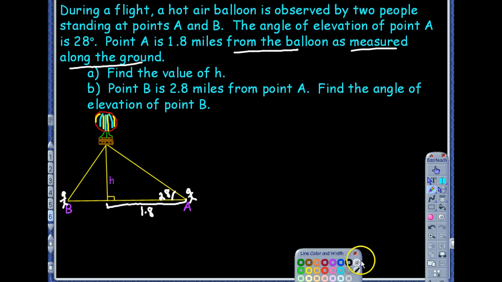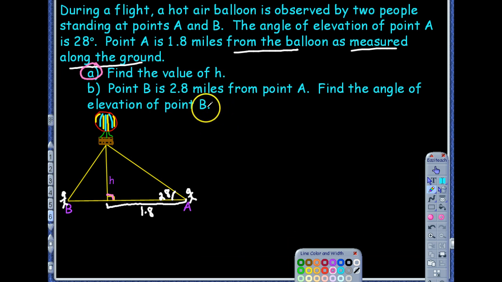Now, let's talk for a minute because we're supposed to find 2 different parts. Let's start with just the first thing, in logical order. First thing they tell us is that we're going to find the value of H. Can we do that with the information that we're given? Well, let's think about what we're given. I see that H forms a right triangle with that 1.8 and that 28 degrees. So technically I have 3 things already. It's a right triangle. I have a side and an angle. I can't use the fact that it's a special right triangle because it's not one. Can't use Pythagorean theorem because I only have one side. So I'm going to use trig.